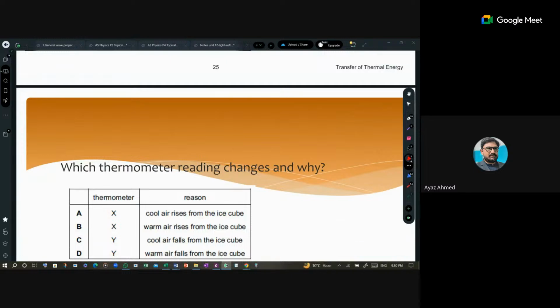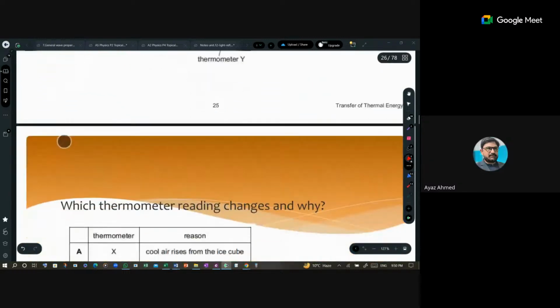Now tell me, which thermometer reading changes and why? Was the one above X or the one below? X was at the top and Y was at the bottom.